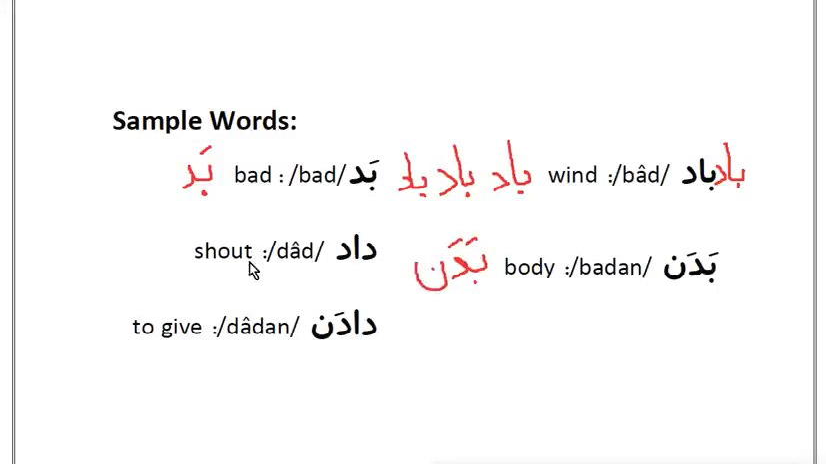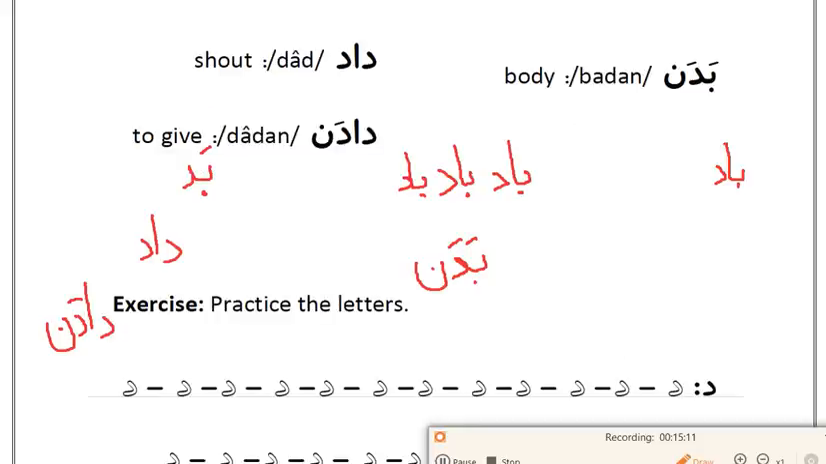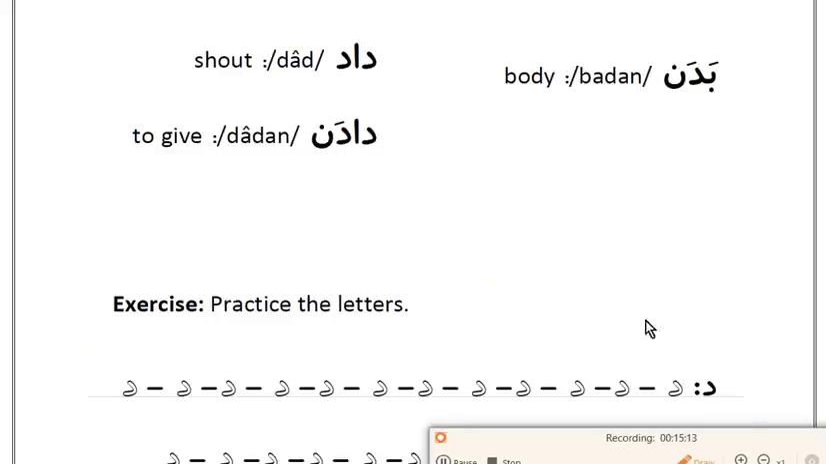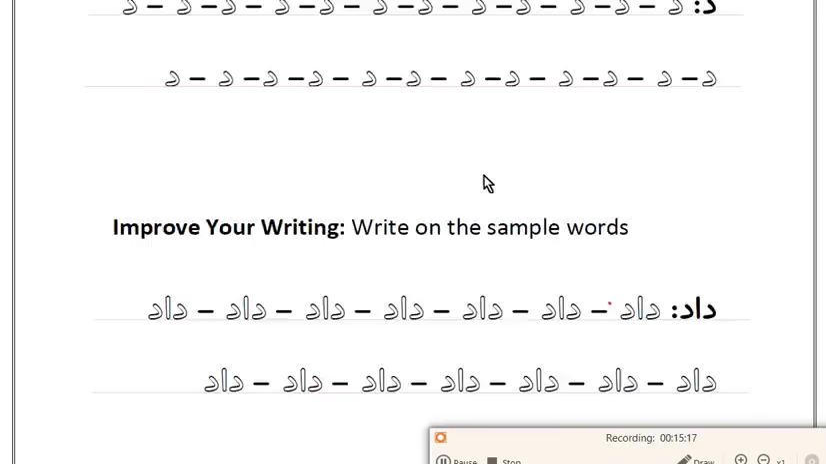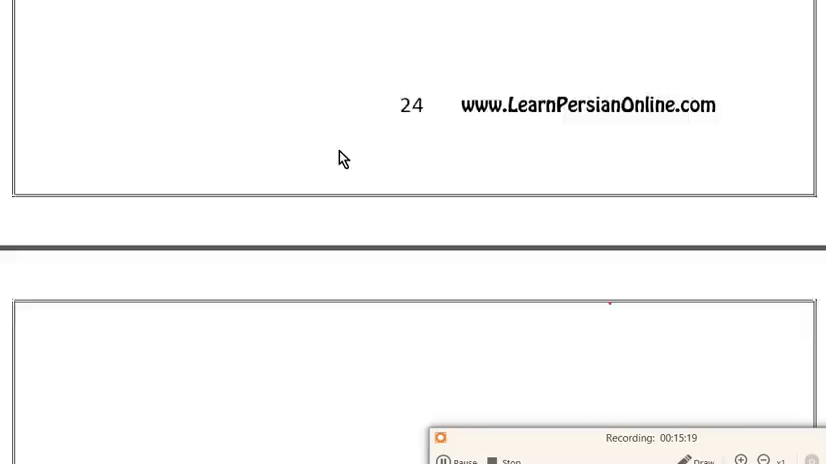This one is dod, so dod. And this one is dadan. All right. So this is the way that we write these letters. If you have the book, you can practice more using this page. Here you have enough space to practice, improve your writing.